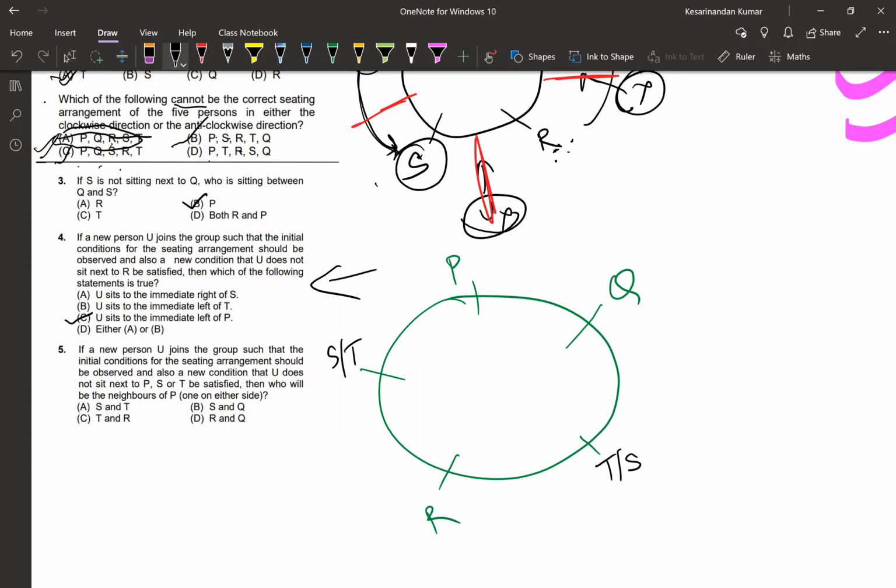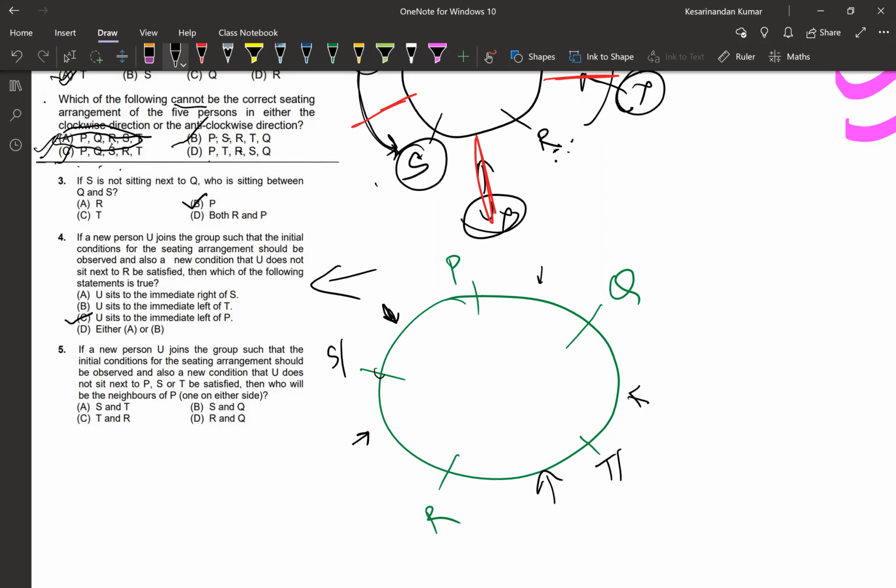And also the new condition that U does not sit next to P, S or T. So U will not sit next to P. You cannot sit here. You cannot sit here as well then. Not possible. You cannot sit next to S. Let's say for now we are considering this as S. So you cannot sit next to S as well, and it cannot sit next to T.